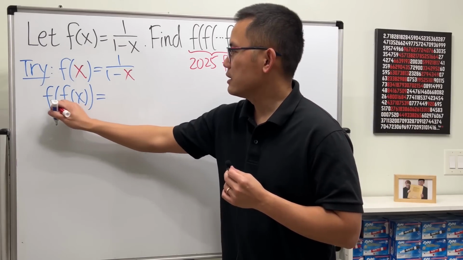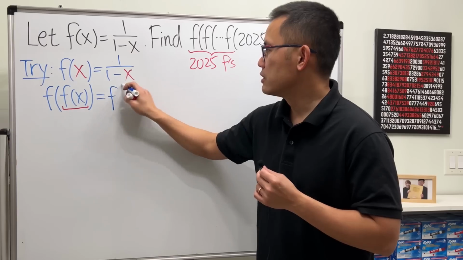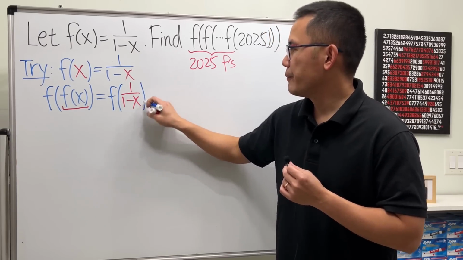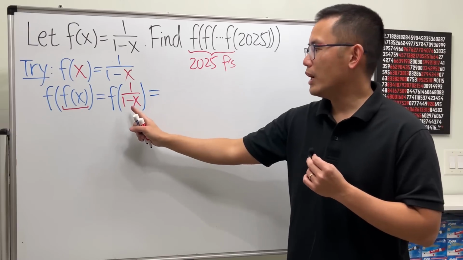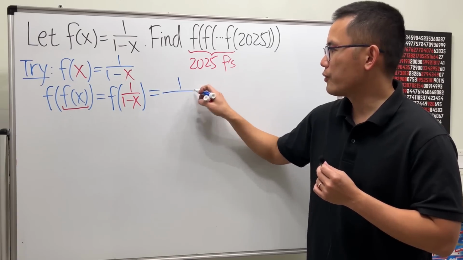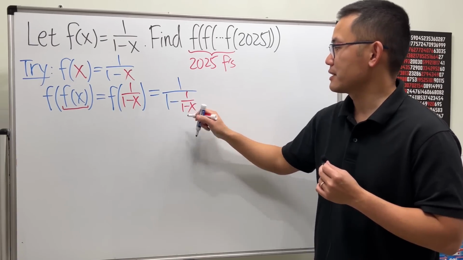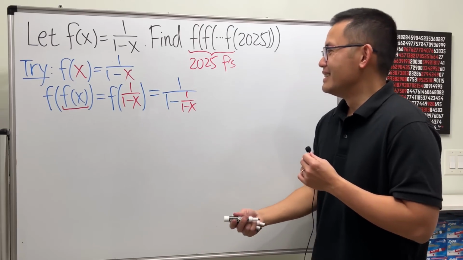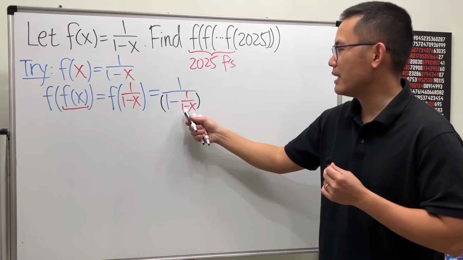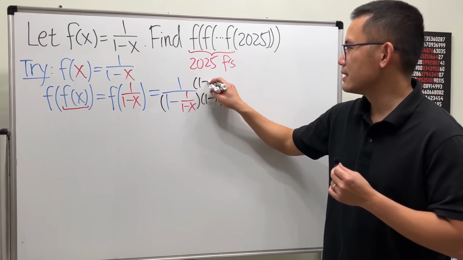Okay, so in this case, f of f of x means that because this is that, we just have to do f of 1 over 1 minus x. And to do this, we will have to put this into here, right? So it's 1 over 1 minus 1 over 1 minus x. Now, let's simplify this a little bit, and we can do so by multiplying the top and bottom by this little denominator, which is 1 minus x.